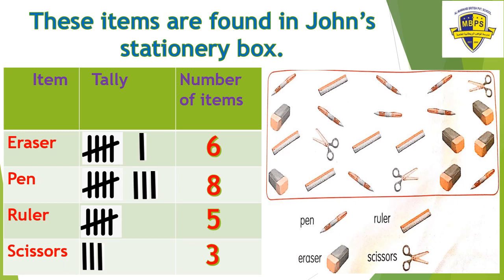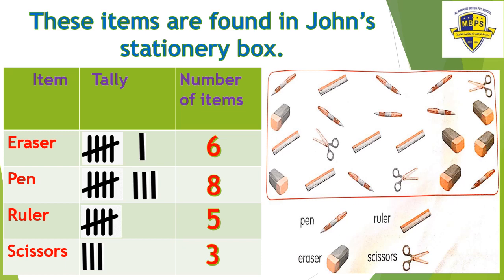Pens. How many pens are there? Now we will count. Okay, as and when you count and draw the tally marks, you are going to put a cut on the picture of the pen. Okay, so that you don't repeat counting it again. Now let's start counting the pens. We have 1, 2, 3, 4. 5th line will go across. Okay, then we have 6, 7, 8. So we have 8 pens.